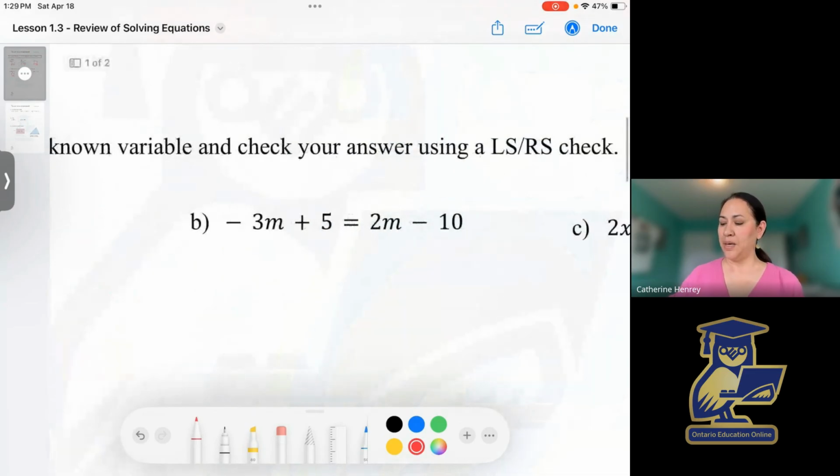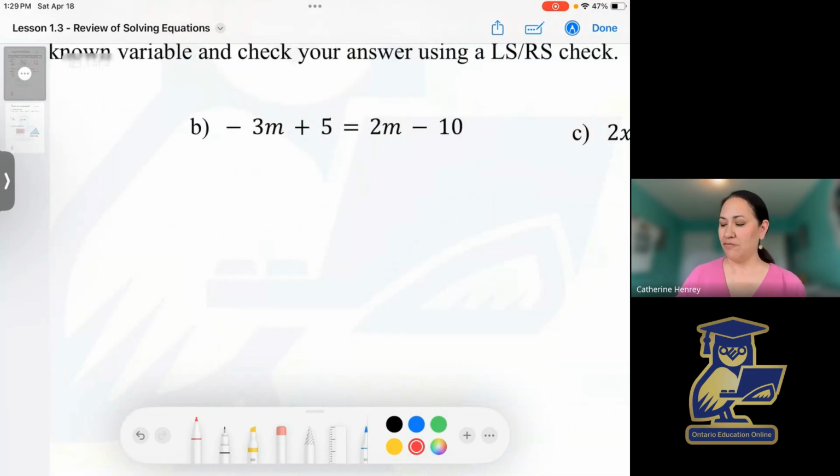So let's take a look at B. Sometimes you're going to have variables on both sides of the equal sign. And in this case, before we can combine our like terms, we have to move them over so they're on the same side of the equal sign. It doesn't really matter which side that you want to put them on, but for this example, I'll just take the 2m and move it over to the left. At the same time, you can move 5, which is your constant, over to the right so that it is with negative 10. When we move terms over the equal sign, they have to change their sign.